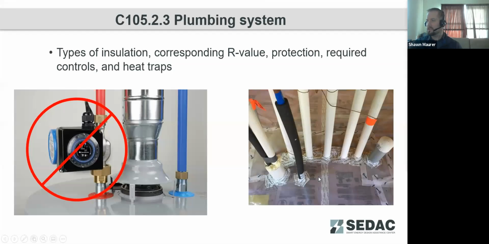So the first thing we'll look at is plumbing inspections and the hot water systems. What we're going to be looking for: the types of insulation, do those match the design and the required R values? Is it properly protected? Are any required controls in place and properly located? And are heat traps installed on storage tanks for hot water systems?